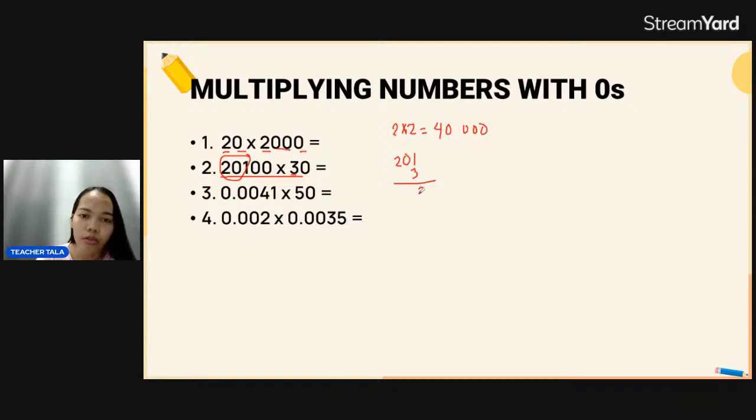So, that will be 306. 603. Now, how many zeros? Tatlong zeros. 1, 2, 3. So, the answer is 603,000. I-erase natin kasi 603,000.